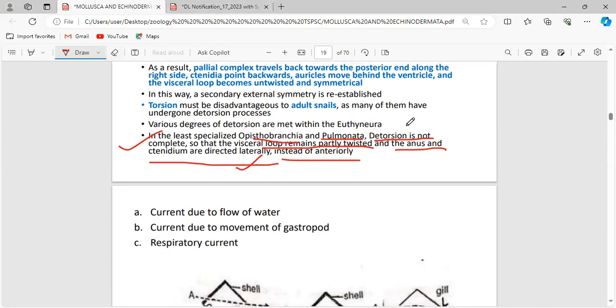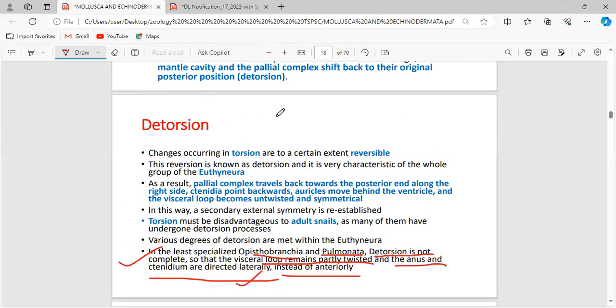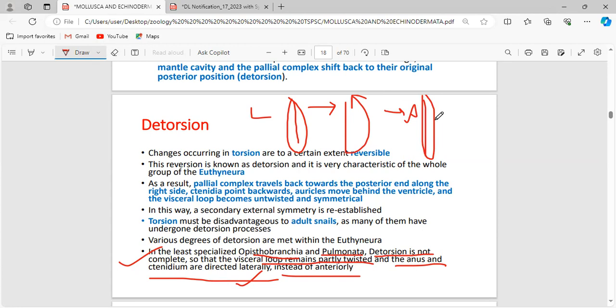So, just listen to me. In the larval stages, initially the digestive tract will be straight. After the larval stage undergoes the torsion process, it rotates 180 degrees anti-clockwise. Again, the adult finds this a disadvantageous process. Again, the digestive tract will be at a similar position.